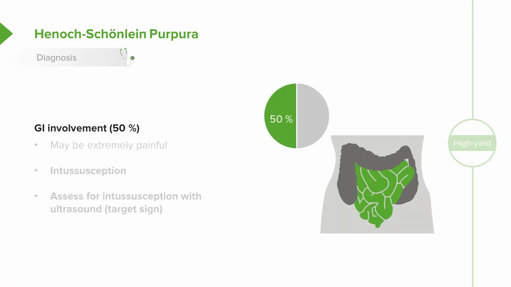GI involvement is common in these children and affects about half of patients. Remember, those purpura are not only happening in the skin, they're happening inside as well. GI involvement may be extremely painful. It may hurt with those purpura inside in the intestines.